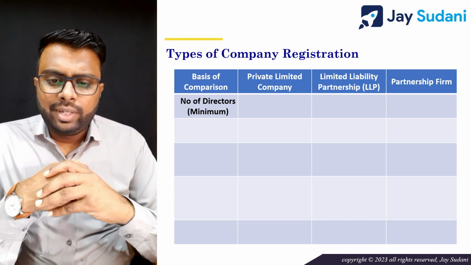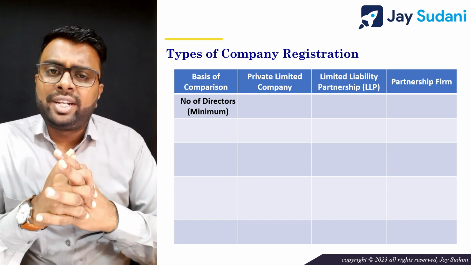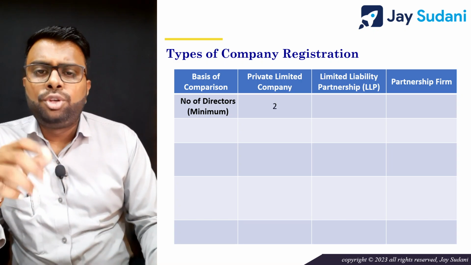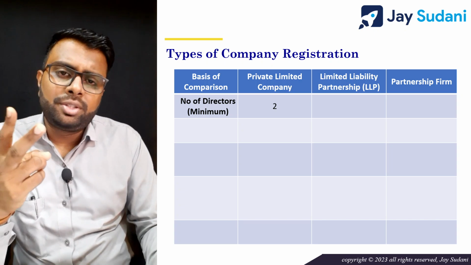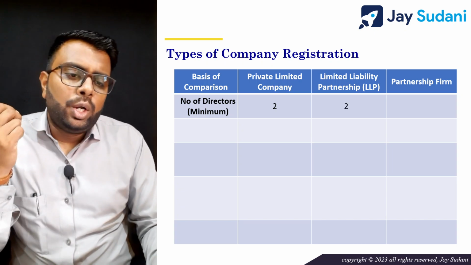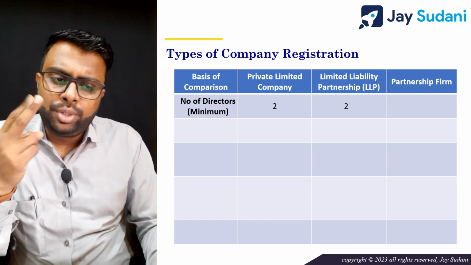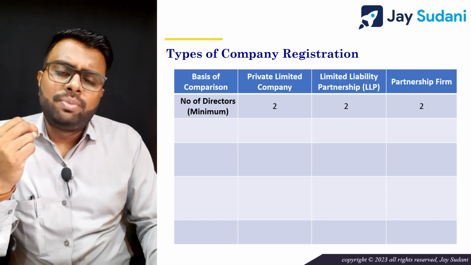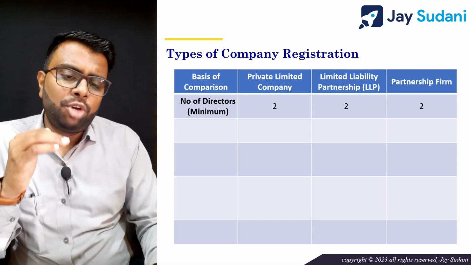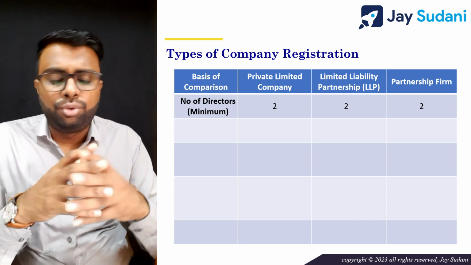So first thing we will see is the minimum number of directors. In a private limited company, you should have a minimum of 2 directors. That means 2 persons leading the company. Also in a limited liability partnership, you should have 2 directors, and also in a partnership firm, you should have 2 directors. Minimum 2 directors. You can have more than 2, but at least you should have 2.